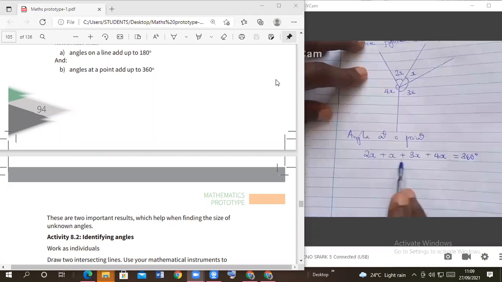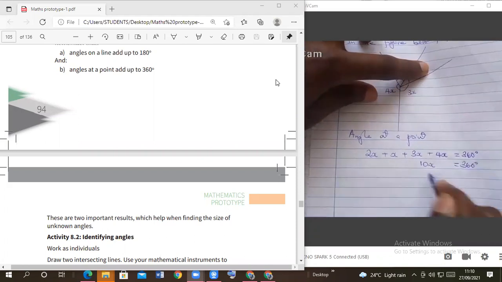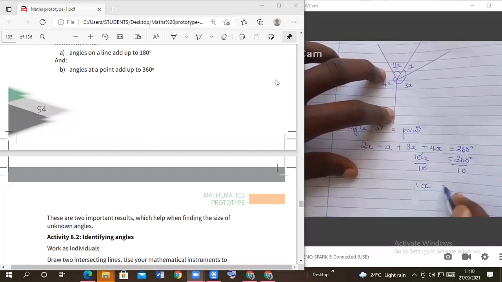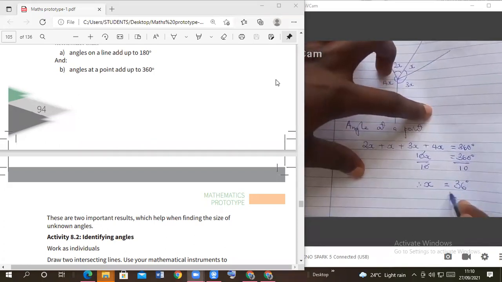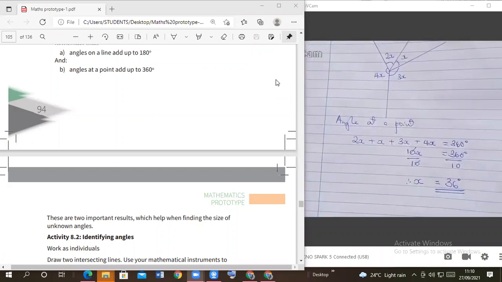So we shall have 2x plus x. What do we get? 3x. Plus 3x, 6x. 6x plus 4x, 10x. So 10x is equal to 360 degrees. So divide all through by 10. Therefore, our x is equal to 36 degrees. Members, underline the final answer. In mathematics, you underline the final answer.